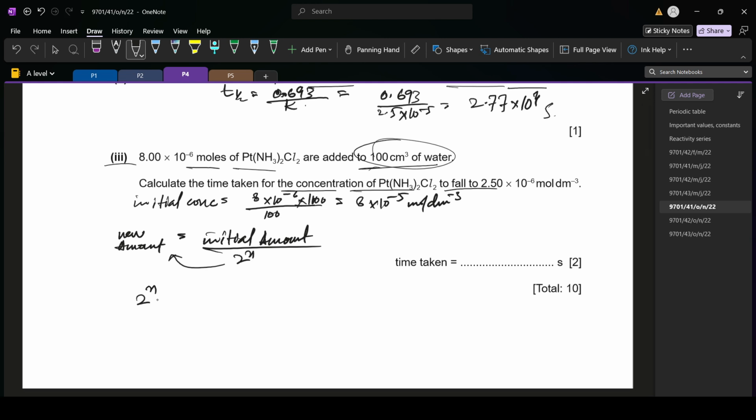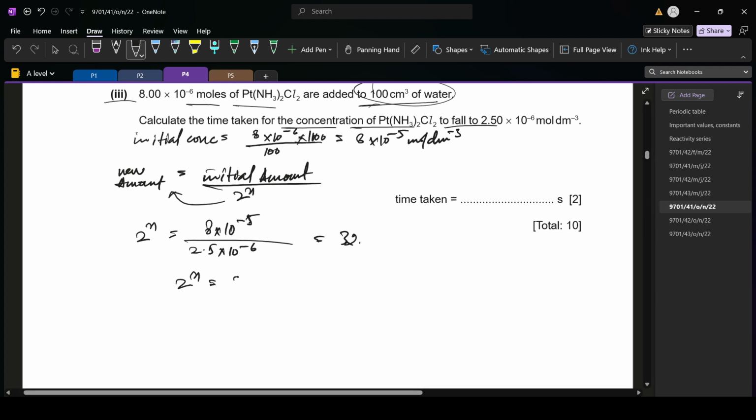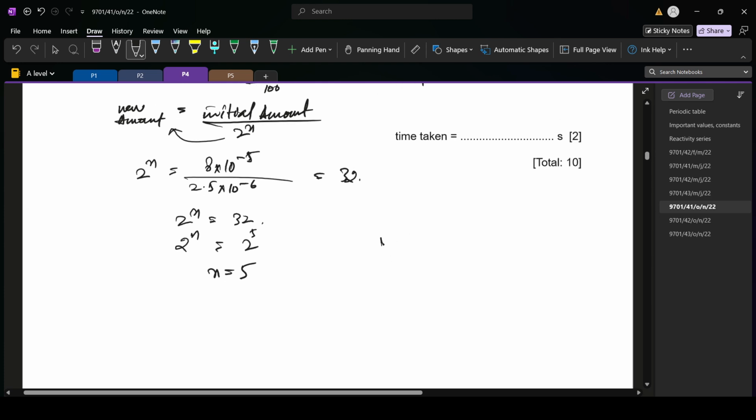2n is equal to initial amount, 8 into 10 to the power minus 5, divided by 2.5 into 10 to the power minus 6, so you will get an answer of 32 here. Okay, so 2n is equal to 32, and this 32 is actually 2 to the power 5. You can see n is equal to 5, so it means 5 half lives have passed. So the time taken will be 5 into half life.